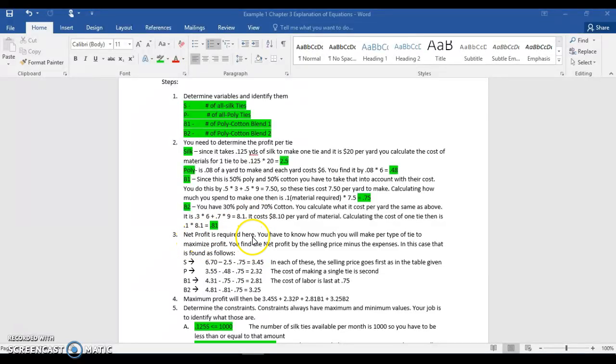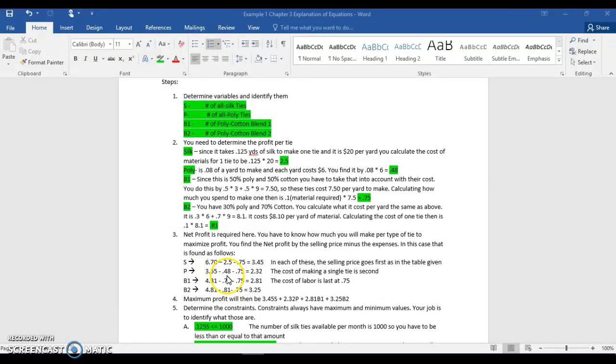We need to find our net profit. You have to know how much you'll make in order to maximize your profit. And so you'll find the net profit by subtracting the expenses from the selling price. So selling price minus the expenses. In this case, $6.70 is what you're selling the silk tie for. You subtract the $2.50 for the materials and the 75 cents for labor, and you get $3.45. And then same thing for all of these.